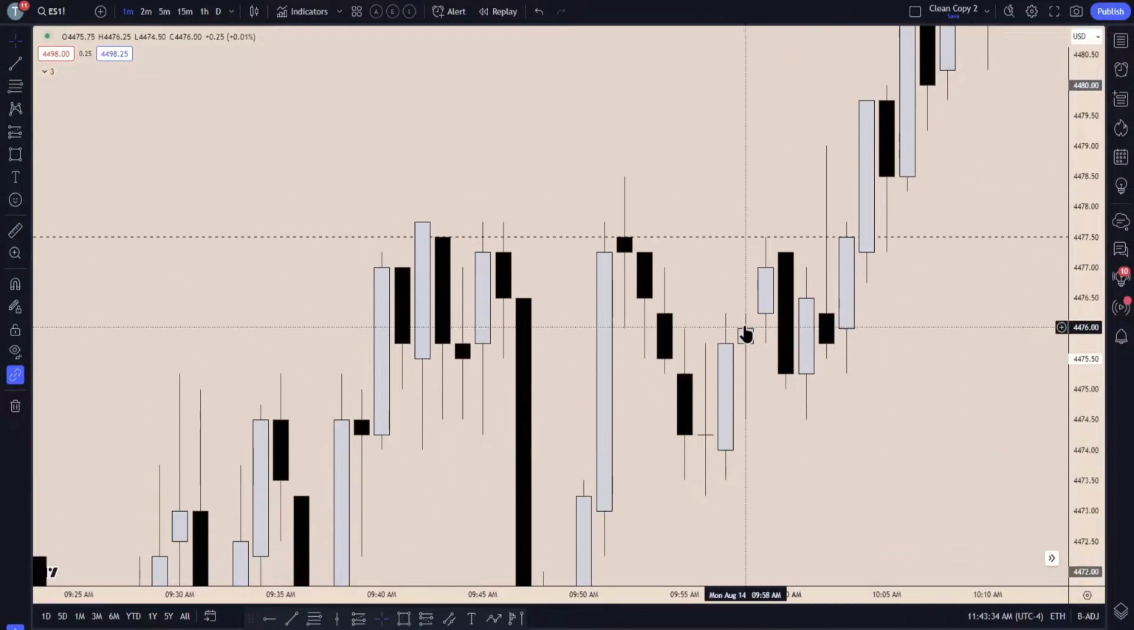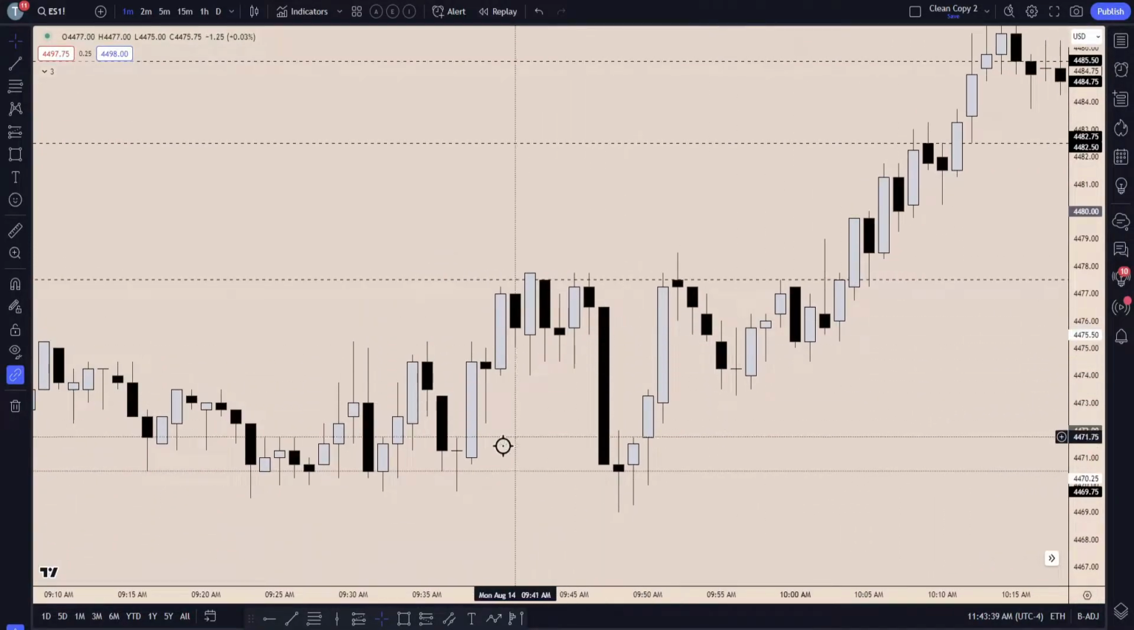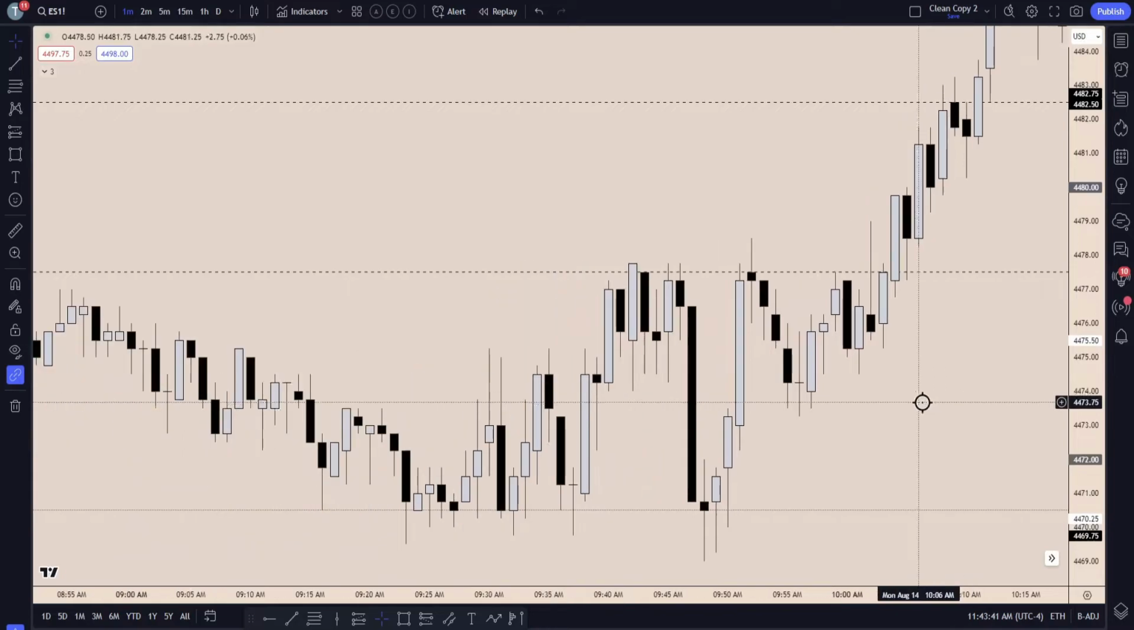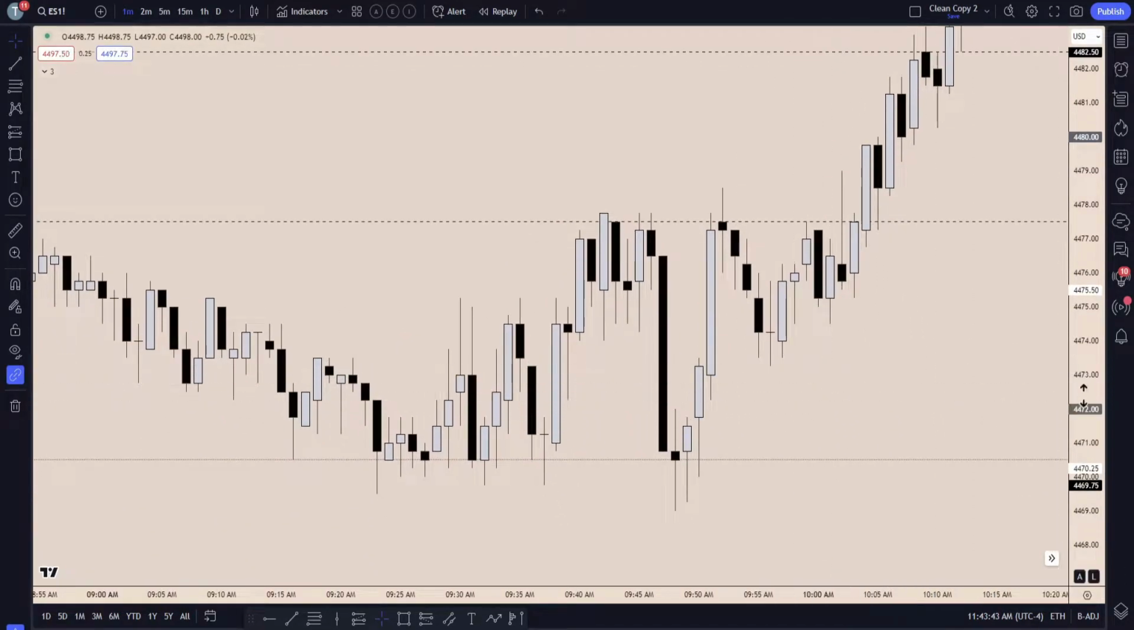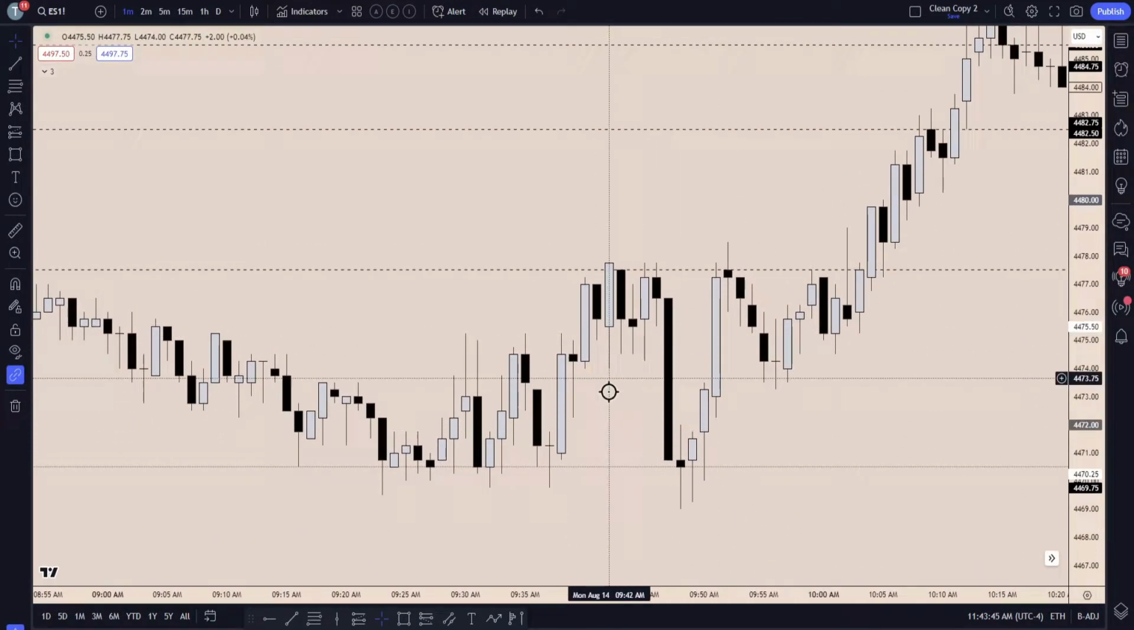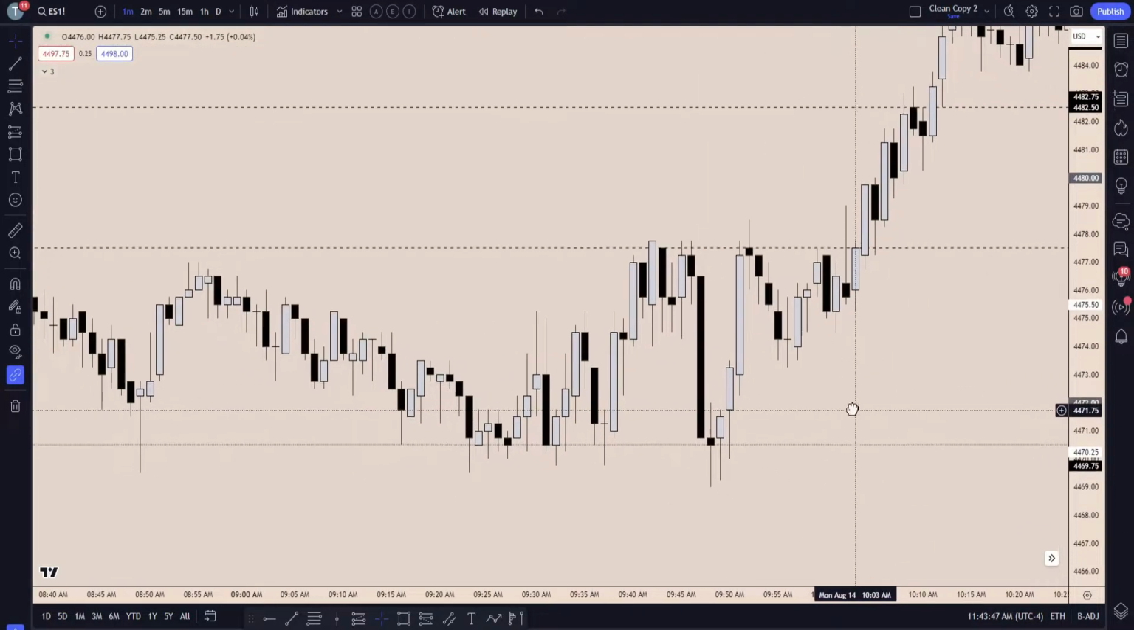Oftentimes we will actually reprice right into this close. But with it being a Monday with no news, price is a little more jumbled here this morning. We'll see if we can find some better examples. It's still good to show how these play out and what the actual volume imbalance is.